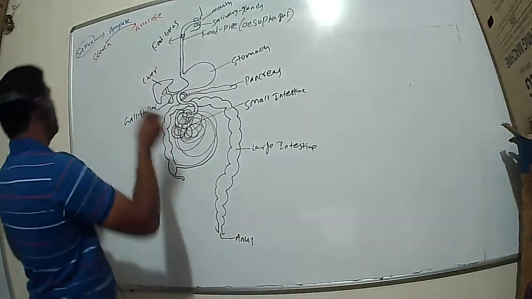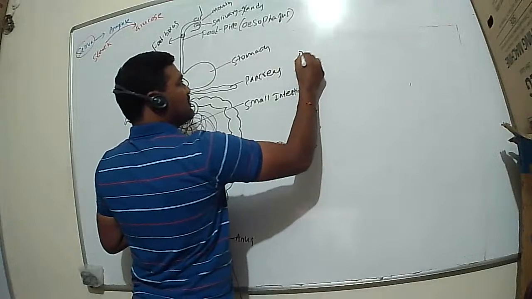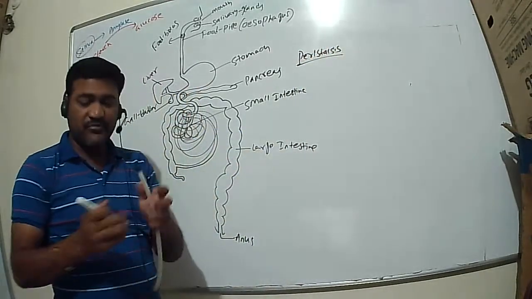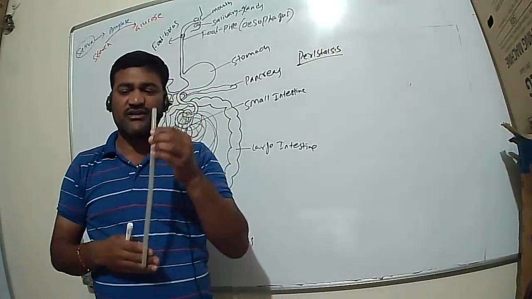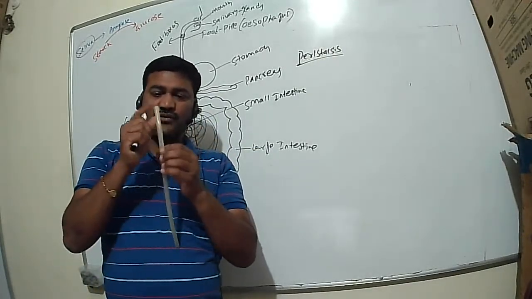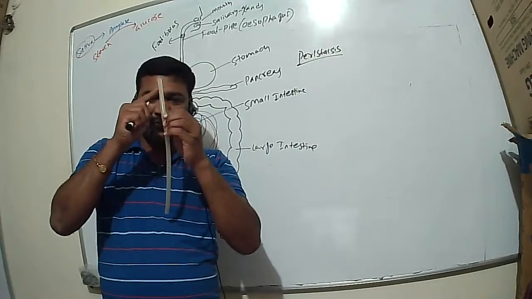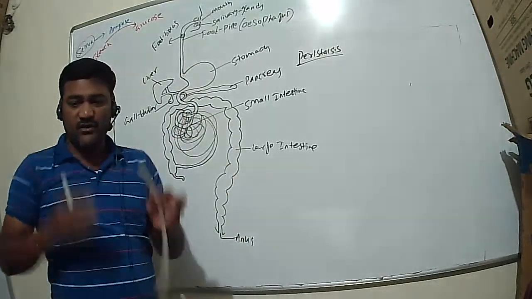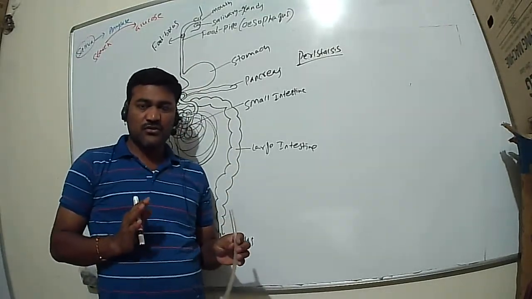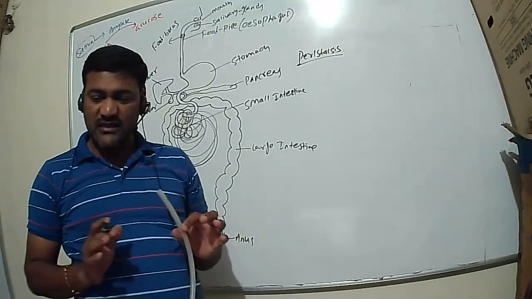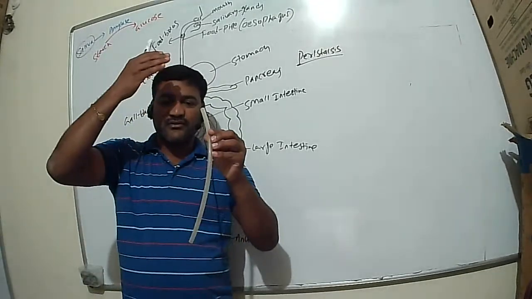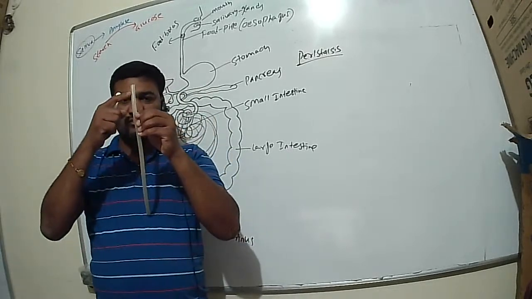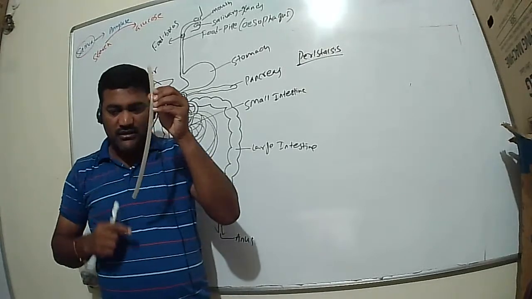Very important. Peristalsis. So what is meant by peristalsis? Peristalsis is a series of wave-like contractions which push the food from the food pipe down into the stomach. Those are called peristalsis. Is it clear? So what are peristaltic movements, or peristalsis? It is a series of wave-like contractions which push the food from the food pipe down into the stomach.